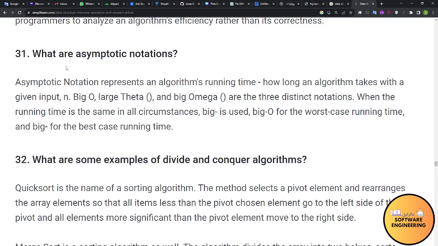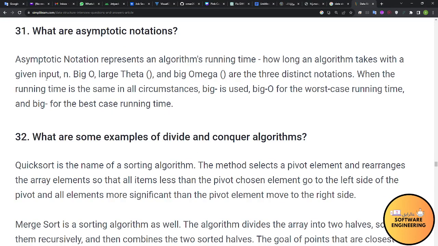What are asymptotic notations? Asymptotic notation represents an algorithm's running time: how long an algorithm takes with a given input. يعني الالجوريزم ده خد وقت قد ايه لو اديته input معين.